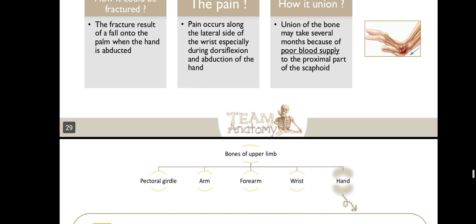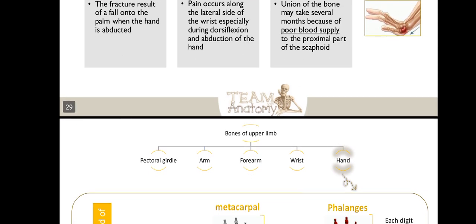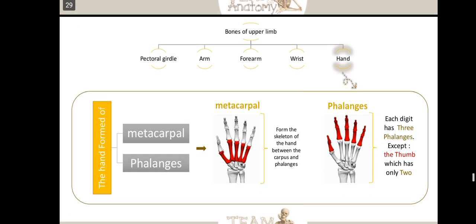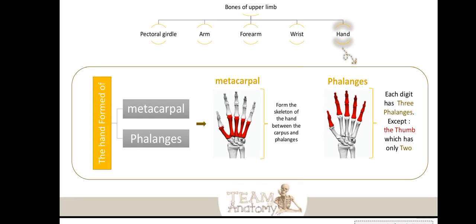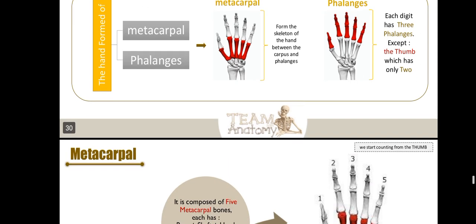Union of the bone may take several months because of poor blood supply to the proximal part. The scaphoid has its blood supply from the lateral side, so the union is usually slow. Now, on to the last bones of the hand, we have the metacarpals and the phalanges.